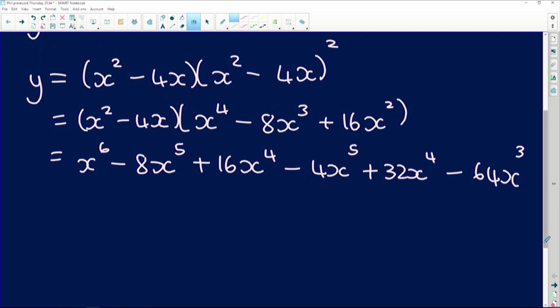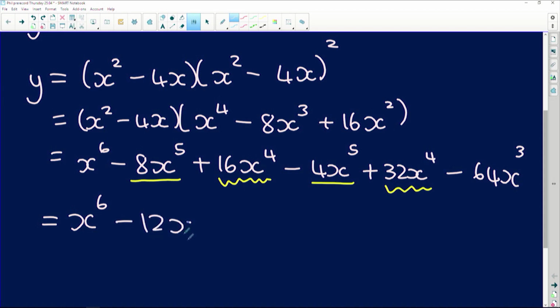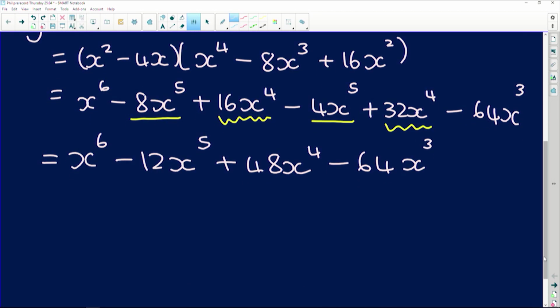Okay, so now we can just simplify it by adding the like terms. So x to the 5, x to the 5, x to the 4, x to the 4. So now we can rewrite it. We have 1x to the power of 6, minus 8x to the power of 5 minus 4x to the power of 5 gives us negative 12x to the power of 5. 16x to the 4 plus 32x to the 4 is 48x to the 4. And then that last term at the end, that minus 64x cubed. Okay, so guys, now we've multiplied out that original function.